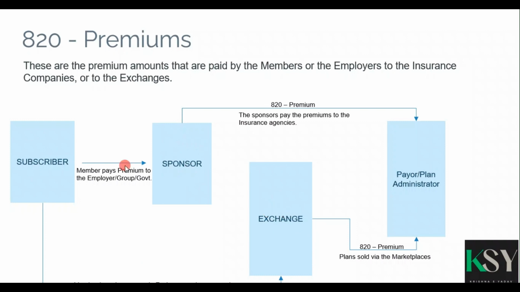The sponsors in this first flow would then pay these premiums to the payer companies or the insurance companies. In the other flow, if the members or even the groups are buying directly from the marketplace, then the marketplace would pay the premiums to the insurance companies.